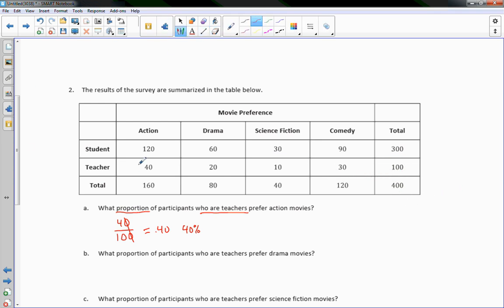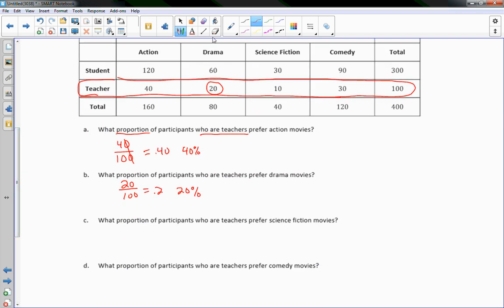So B says, what proportion of participants who are teachers prefer drama? We're still talking about the teachers, so I suppose I could have just left that there. We're still talking about this row. What proportion of participants who are teachers prefer drama? Well, the drama's here. So that's going to be 20 out of that same total, 100, which equals 0.2 or 20%.